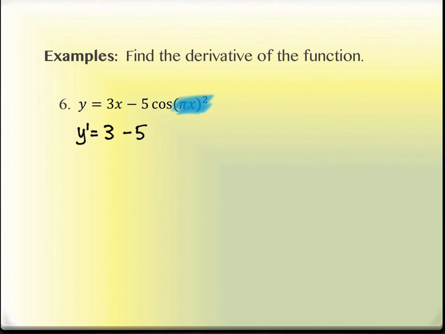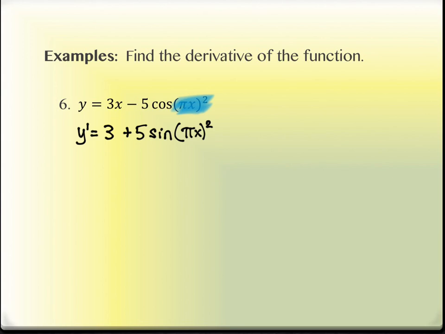Okay, so what's the derivative of cosine? Negative sine. So I'm going to actually put the negative here by changing my negative 5 to a positive 5 and write this as sine. If that bothers you, just take a couple steps to do it. And then the blue part gets rewritten exactly like it was before.